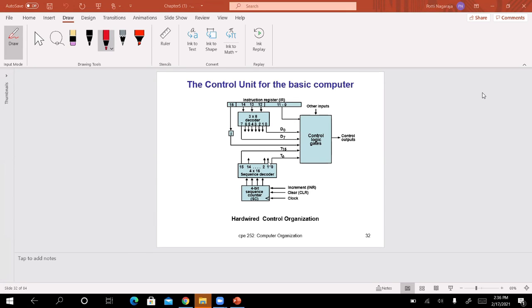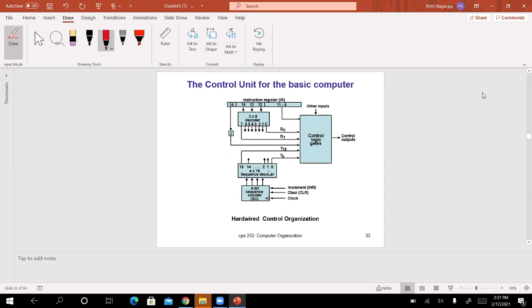So the next topic is the control unit of a basic computer. Now see the diagram. The instruction register holds the instruction code. You already know the 15th bit is called I, bits 14, 13, 12 are called the opcode, and bits 0 to 11 are the address of the operand. The opcode will be decoded using a 3-to-8 decoder, and we will generate the corresponding signals D0 to D7, and apply them as inputs to the control logic gates.